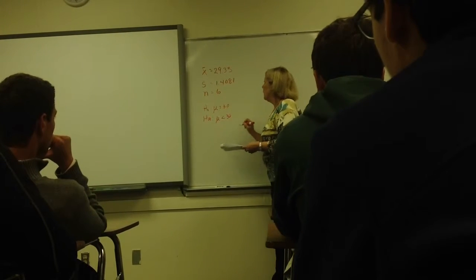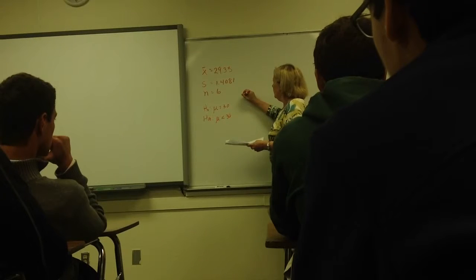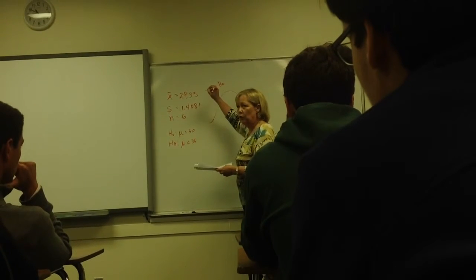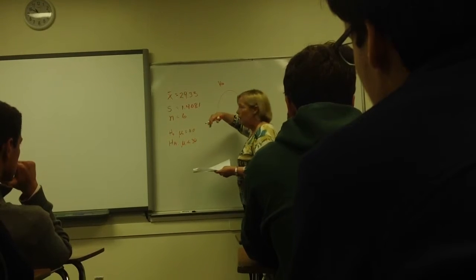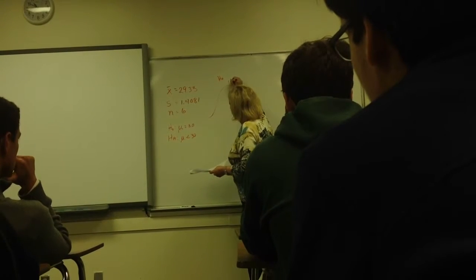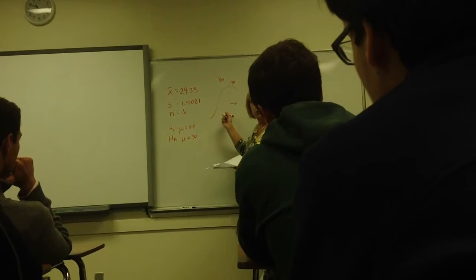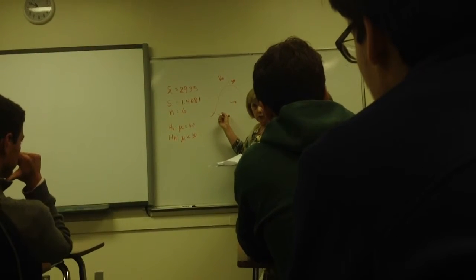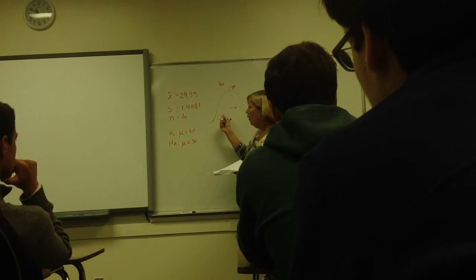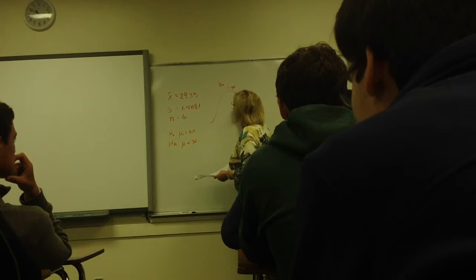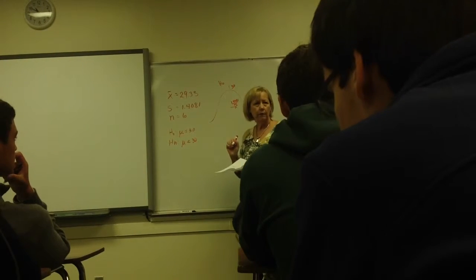Okay? And the null hypothesis, which is what we always drew when we were talking about power, we did the null first. The null hypothesis would have been mu is 30, and the standard deviation, which in this case would have been the standard error, right? Not standard deviation, would have been 1.4081 over the square root of 6, correct? Okay.